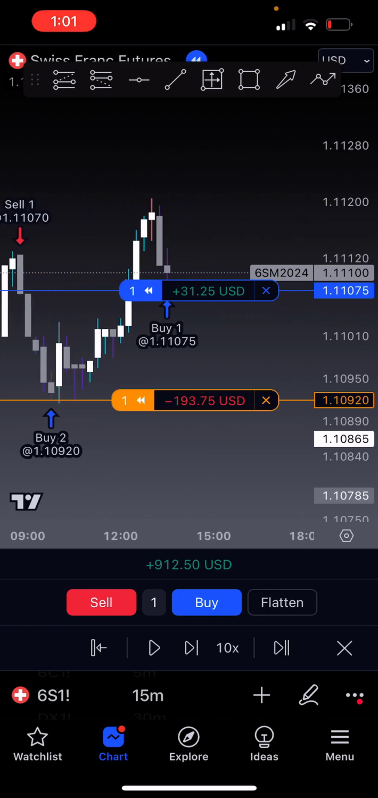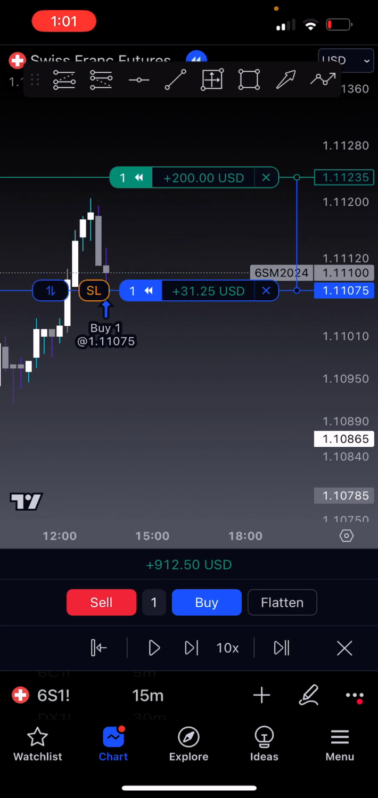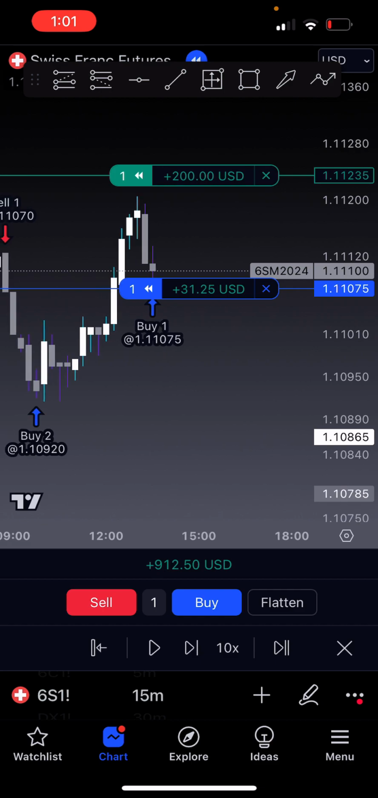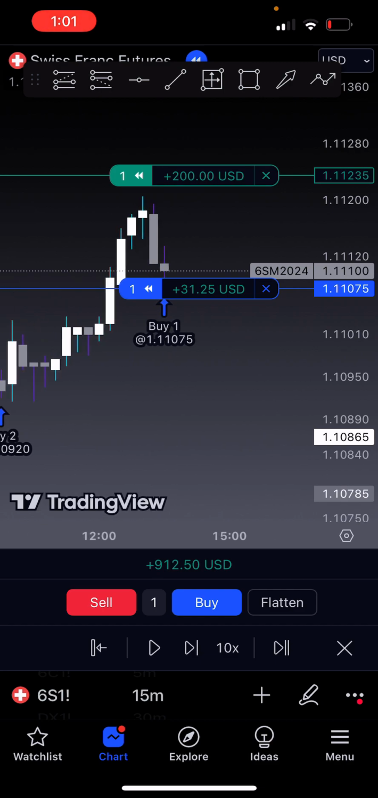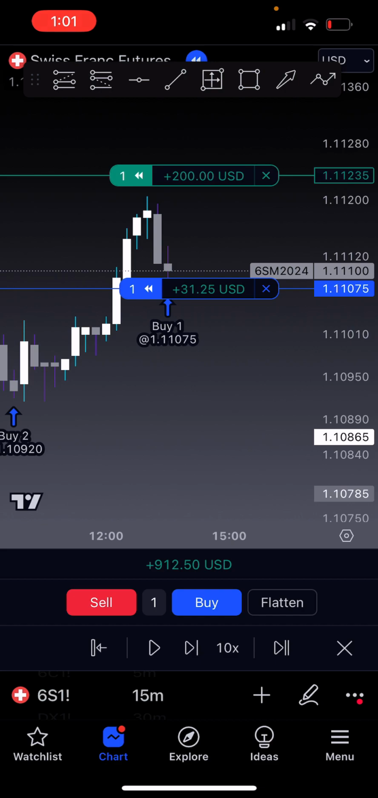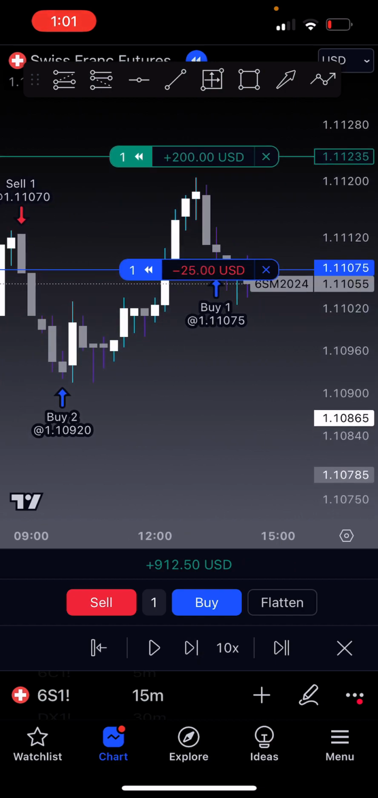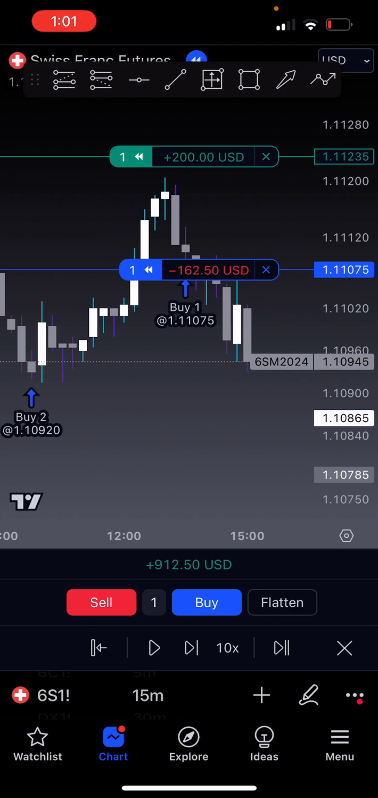So 201.93, so around $200. And the reason why I drag out my stop loss first is because I want to see how much I'm basically using a one-to-one system. When I drag out my stop loss, I'm basically trying to see how much I'm going to take profit for, which would be around the same amount.